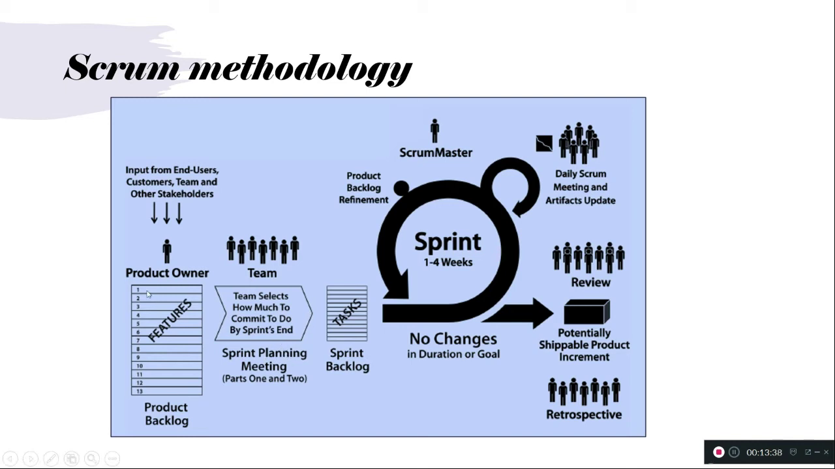For example, if they commit to 5 product backlog items, they will convert them into the sprint backlog. In the sprint backlog, each requirement will be converted to a list of tasks, actually. Once the sprint is accepted, it's a 1 to 4 week sprint. During that time, they will not accept any change during the course of the sprint.